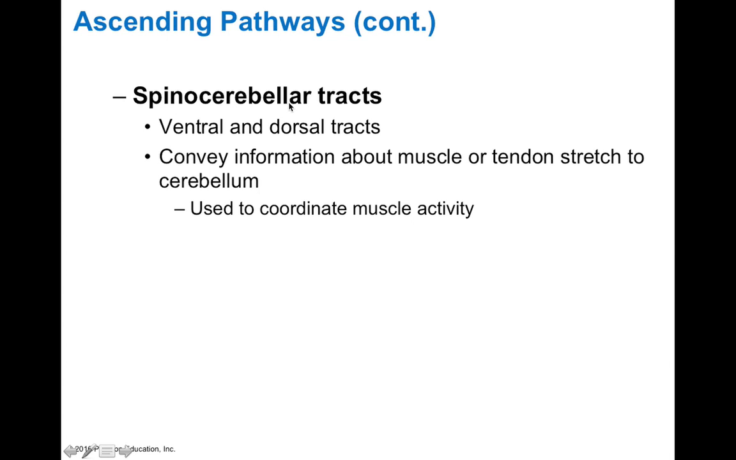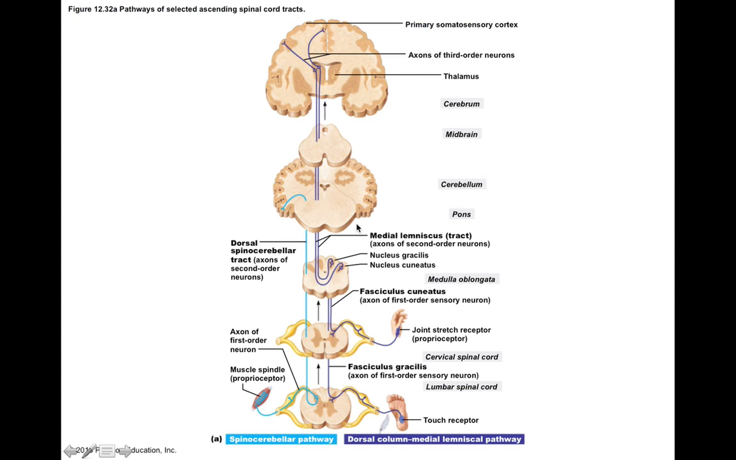Now the spinocerebellar pathway is made of ventral and dorsal tracts, and these ultimately just convey information about muscle and tendon stretch to the cerebellum. And this is actually used to help coordinate muscle activity.